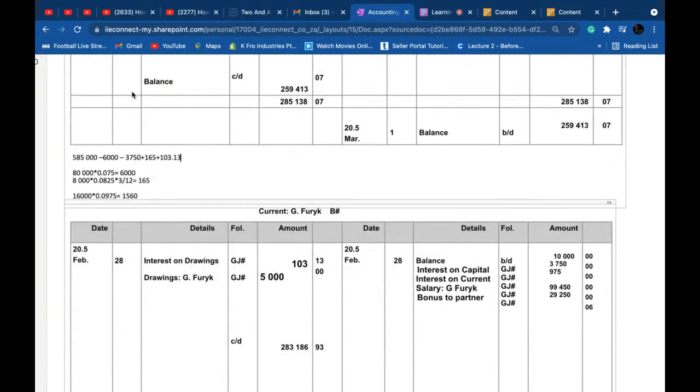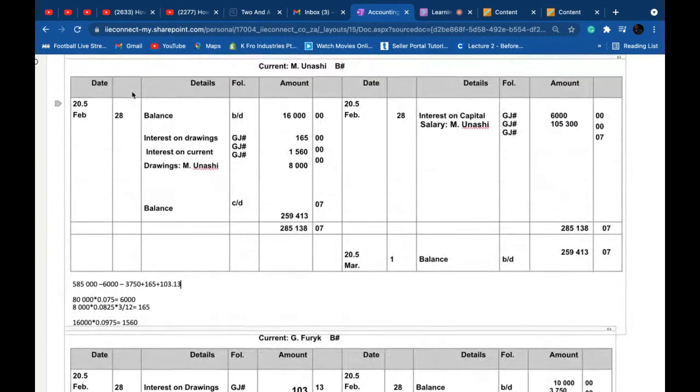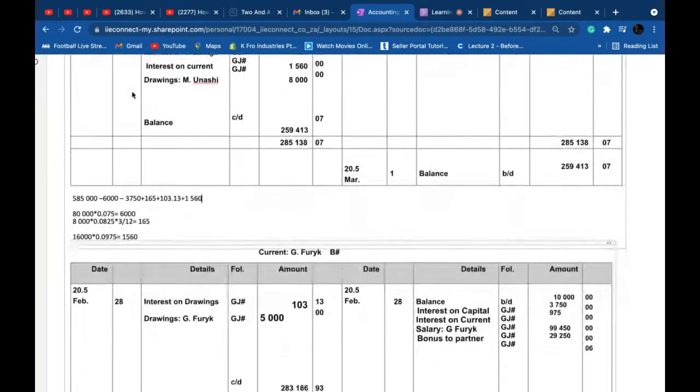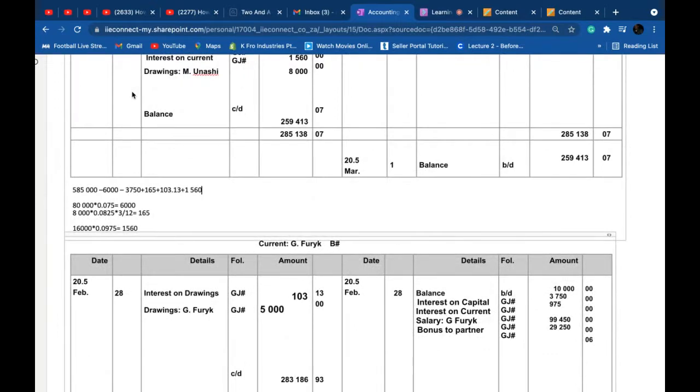Then the next one was interest on the current accounts. There we had a positive 1,560 from Unashi, and a negative 975 for G, because we were paying G. After that we had the salaries, which was 105,300 for Unashi and 99,450 for G. Then we had the bonus that we needed to pay out to G, which was 29,250.